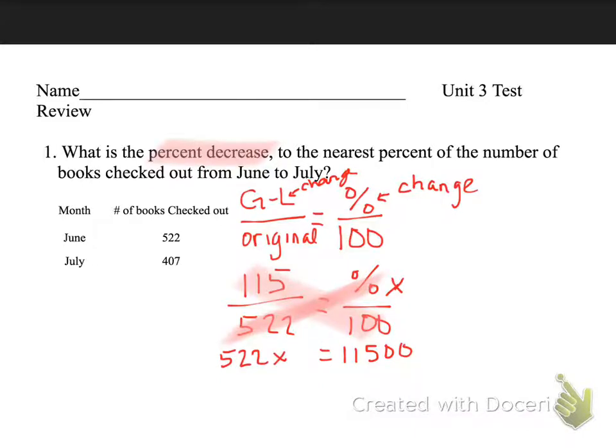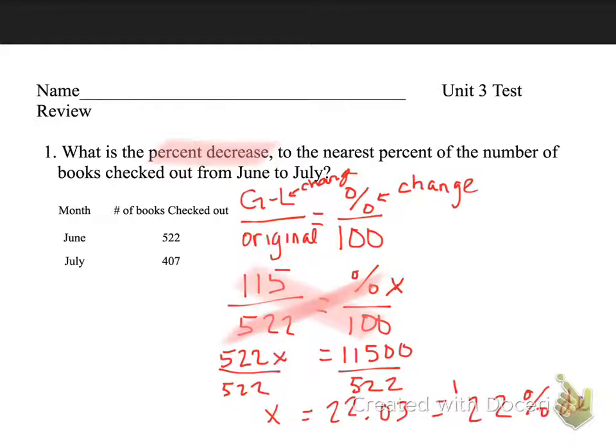So this is where it's a one-step equation. We're going to divide by 522, divide by 522, and we get x equals 22.03. But it says the nearest percent of the number of books. So the nearest percent is 22%, whole percent. And it is a decrease because it dropped from 522 to 407. So that is your answer.